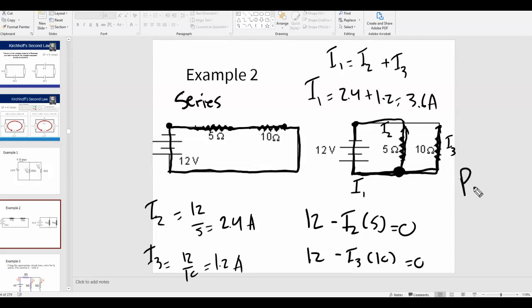This one on the right side is what we call a parallel circuit. And as we'll see in the next video, the definition of a parallel circuit is one in which both components have the same voltage. But we'll talk more about that in the next video.